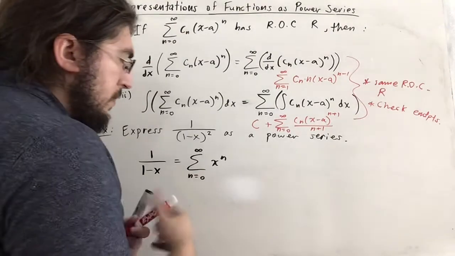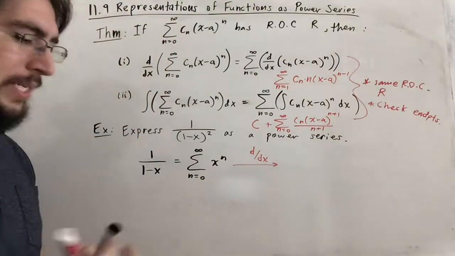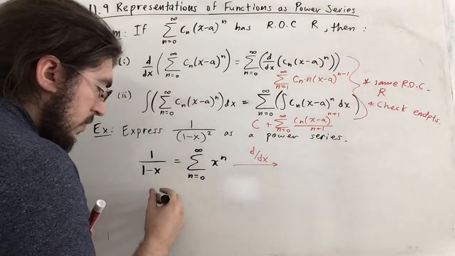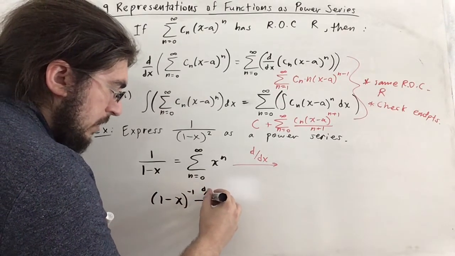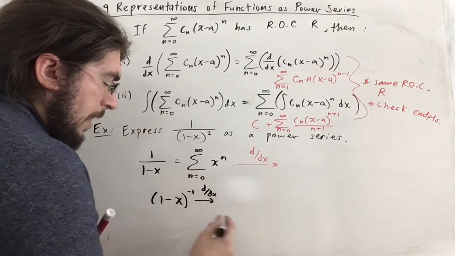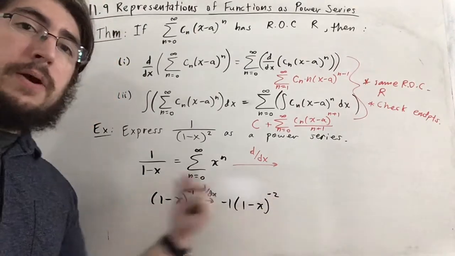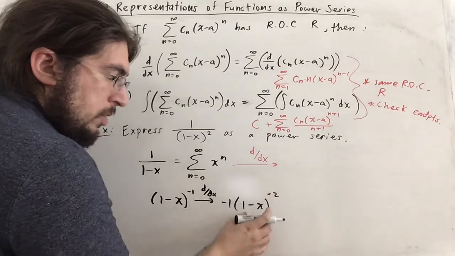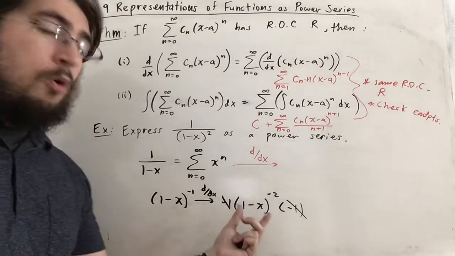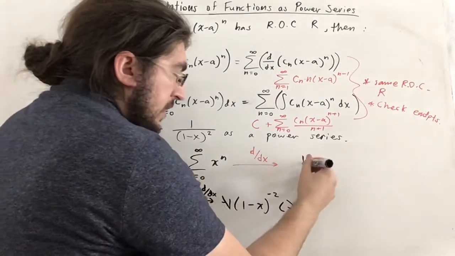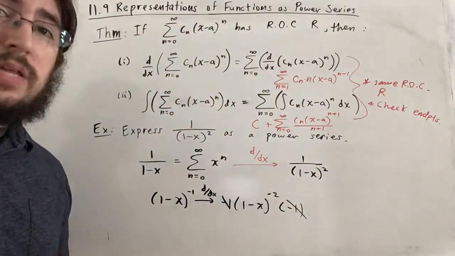Actually, let me just use an arrow and d over dx. So we're going to take the derivative of both sides of the equation. Now, this is really 1 minus x to the negative 1, and its derivative with respect to x is, by the power rule, negative 1 times 1 minus x to the negative 2, because you bring the power down and subtract 1 from the power. But then by the chain rule, the derivative of the inside is negative 1, and that cancels this, and what we're left with is just 1 over 1 minus x squared. So the derivative of the left is 1 over 1 minus x squared, which is exactly what we want to find the power series representation of, so that's good.